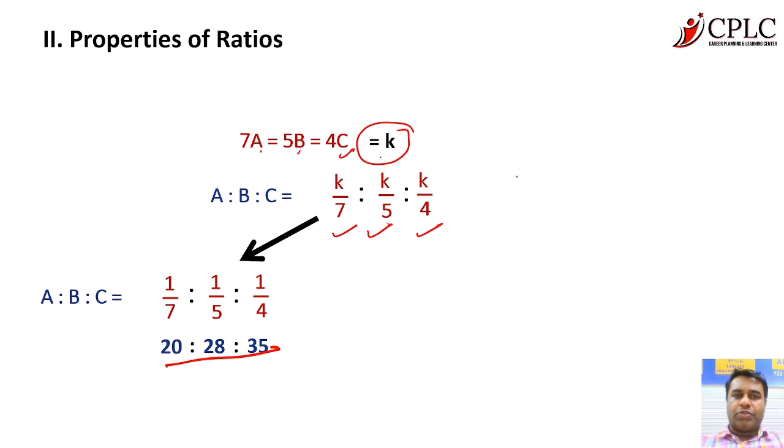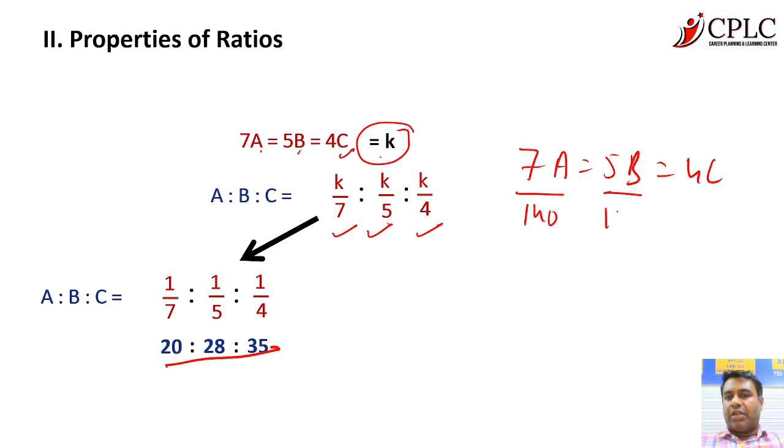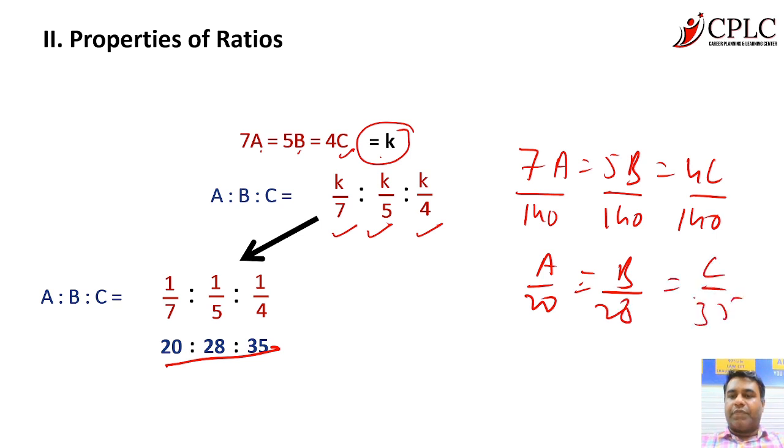Another way, one more way to solve such kind of question: 7a is equal to 5b is equal to 4c. Take the LCM of 7, 5, 4 and divide by it. So the LCM would be 140. So I will divide by 140, and finally this will be a by 20 is equal to b by 28 is equal to c by 35. So A, B, C ka ratio will be 20 is to 28 is to 35.